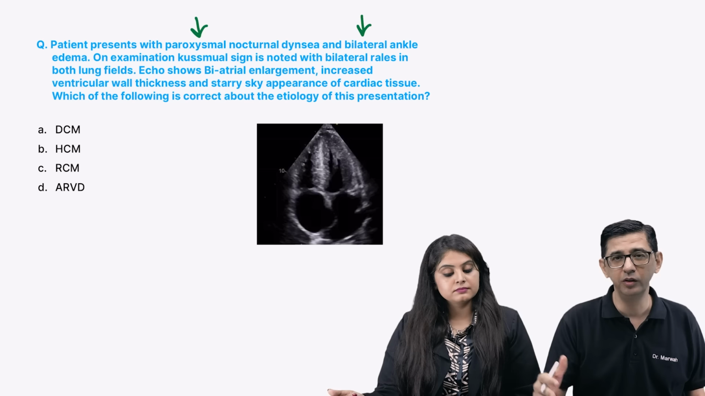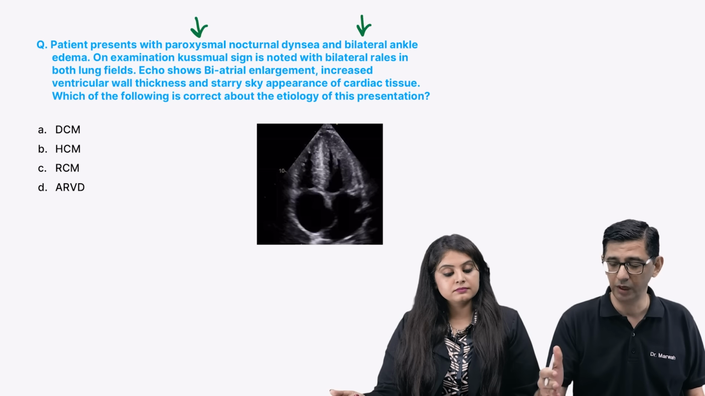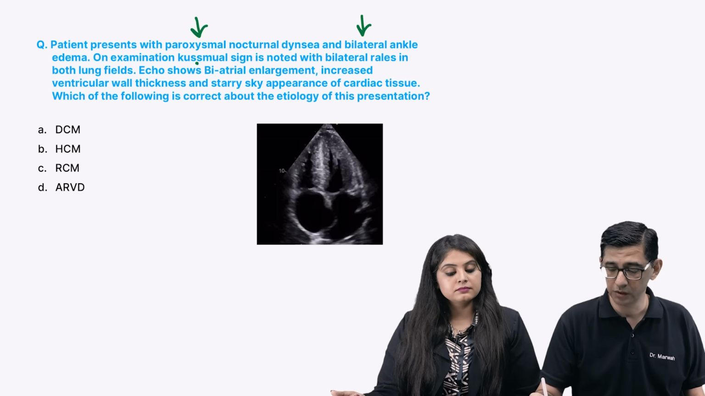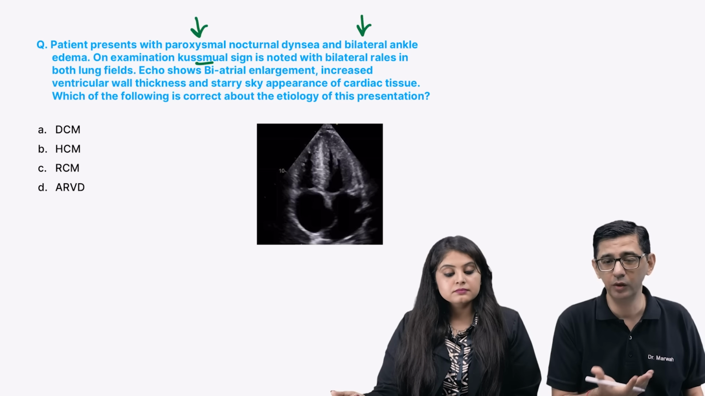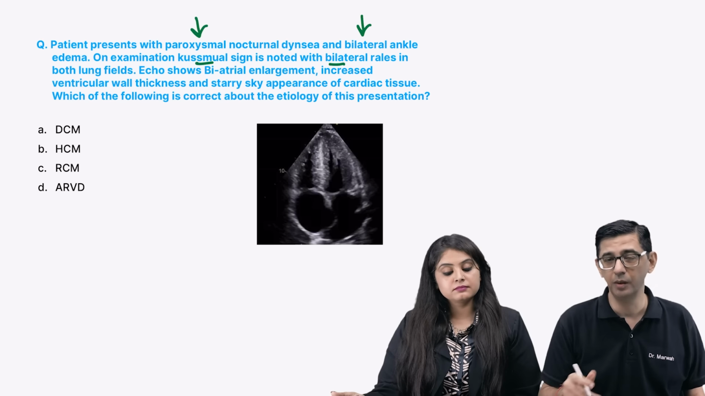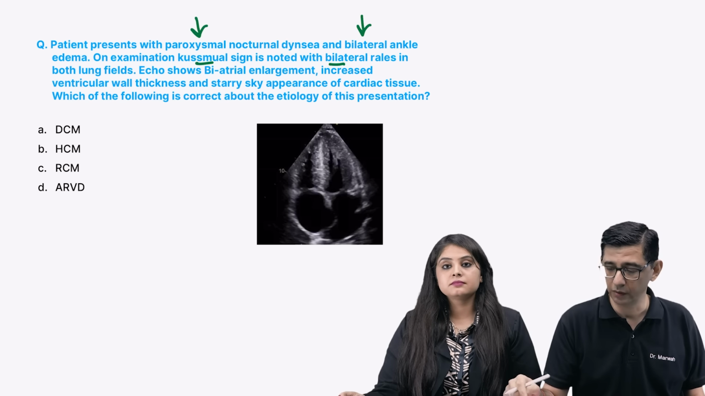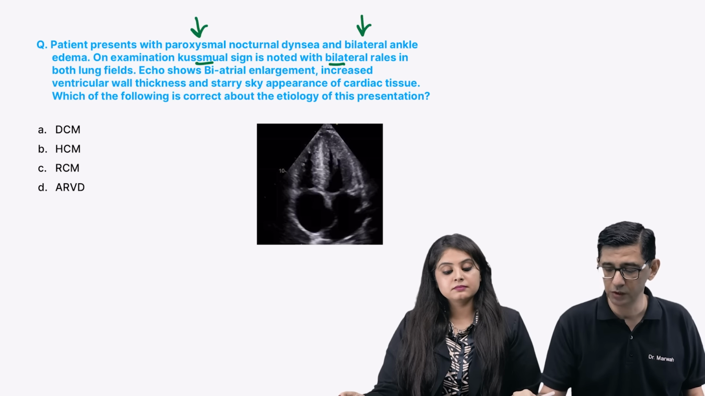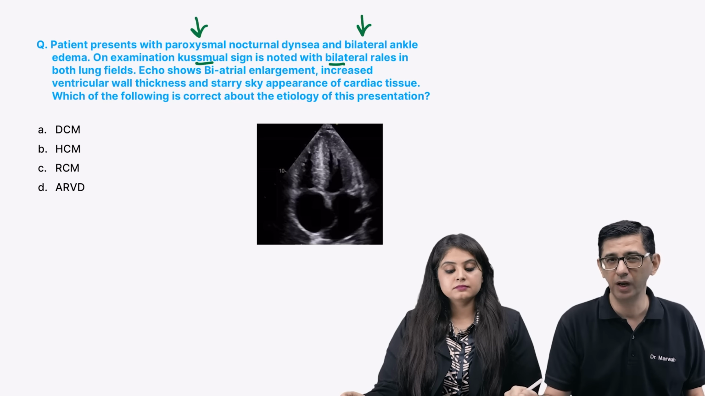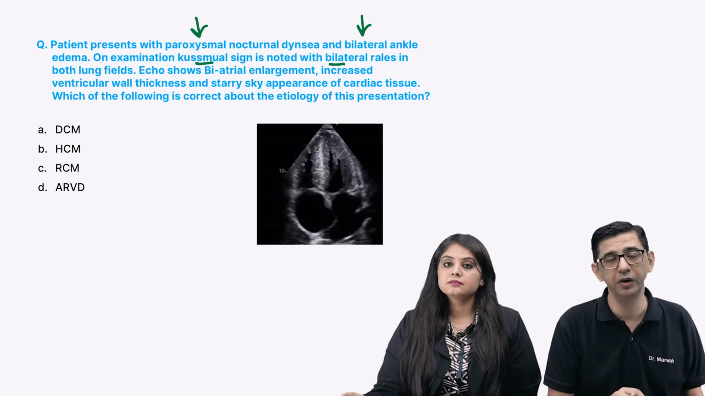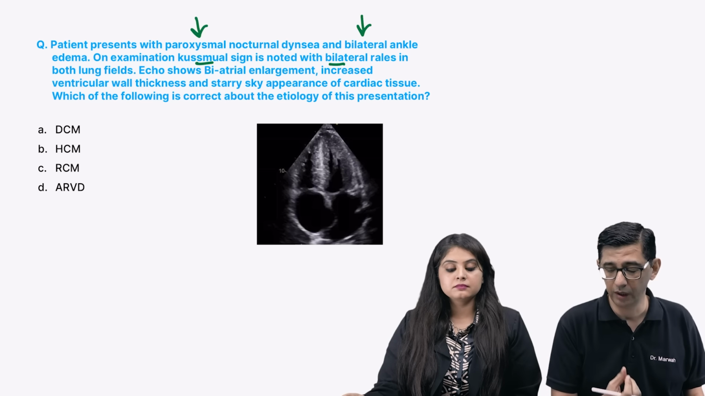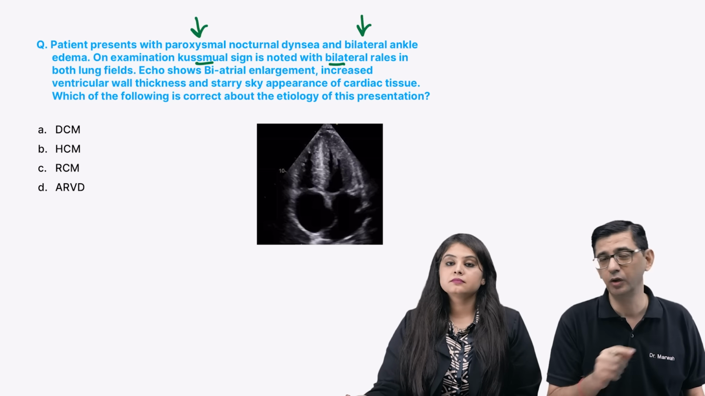So right when I read the first line, I should understand he's talking about LVF findings and right ventricular findings. Then he says a JVP sign is noted. That again gives me credibility that the right side of the heart is involved. In fact, this is a question where there is a biventricular failure, because rales and the presence of PND go in favor of LVF, and the JVP sign and bilateral ankle edema go in favor of right ventricular failure. Echocardiography shows, what I was saying, a biatrial enlargement with increased ventricular wall thickness.